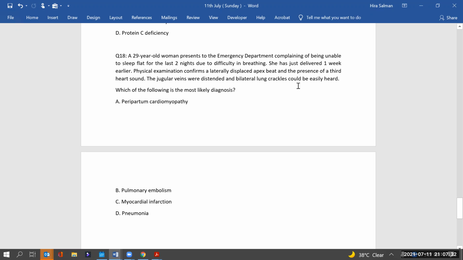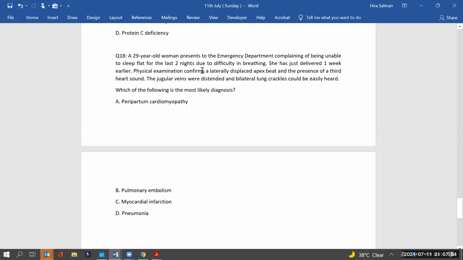Bilateral lung crackles and distended jugular veins point you towards this difficulty in breathing, because something related to the pulmonary system is there. There is no clear-cut evidence of pulmonary embolism because she's not presenting with acute shortness of breath. She's presenting because she has been unable to sleep flat for the last 2 nights.